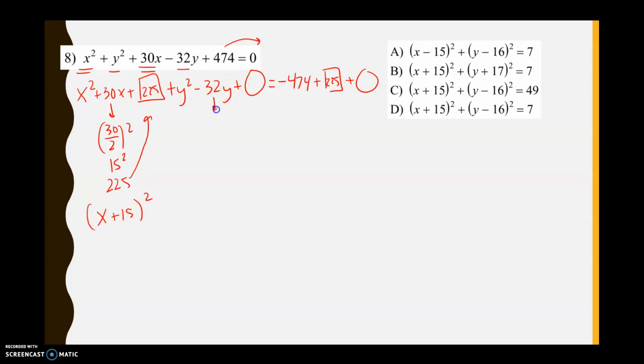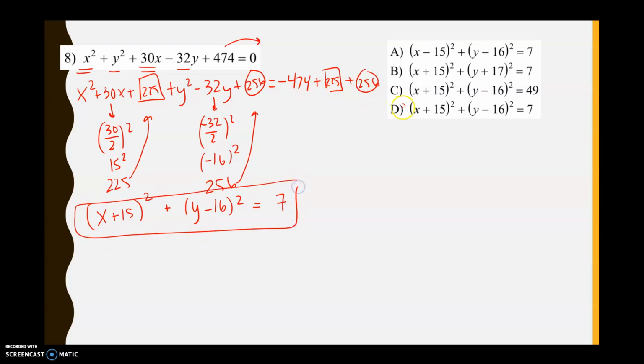And then for my y, I'm going to take my negative 32 over 2 squared, which is going to be negative 16 squared, which is 256. And 256 goes here, and 256 goes here. So my y's are going to factor to be y minus 16 squared, because it's whatever your b over 2 is, which is negative 16. So I'm going to add negative 474 plus 225 plus 256, which leaves me with 7. So my answer for this guy should be D.